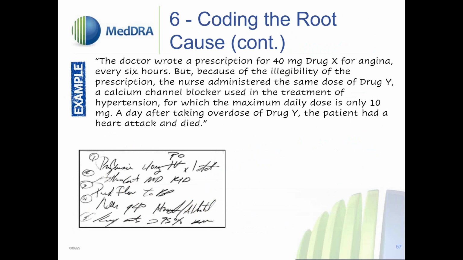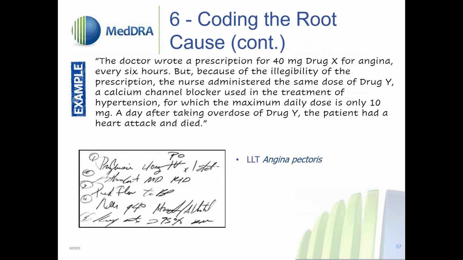Because of this error, the patient received 160 milligrams of this calcium channel blocker per day, 4 times 40 milligrams. And remember, the maximum daily dose is only 10 milligrams for this product. A day after taking the first 4 overdoses of the calcium channel blocker, the patient suffered a heart attack and died.